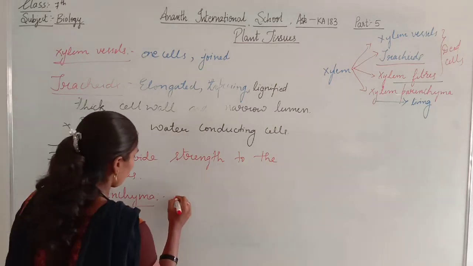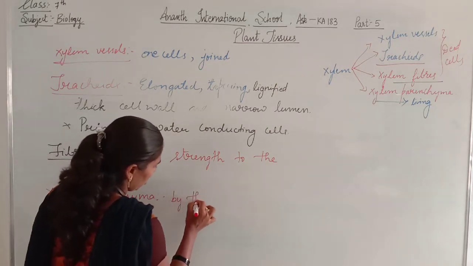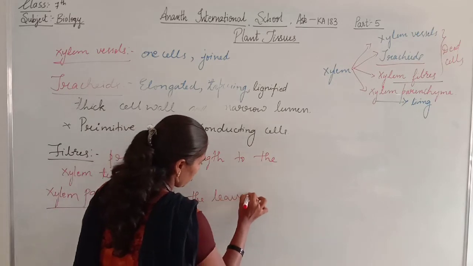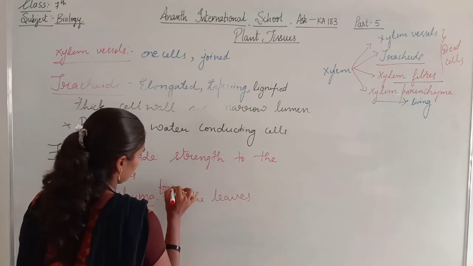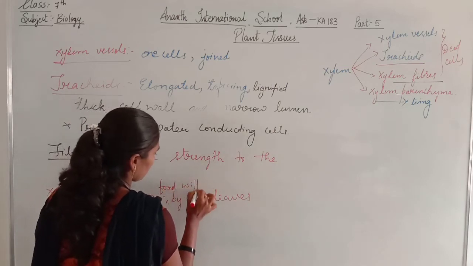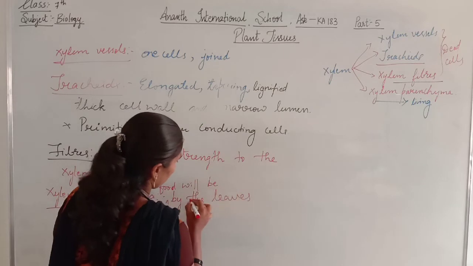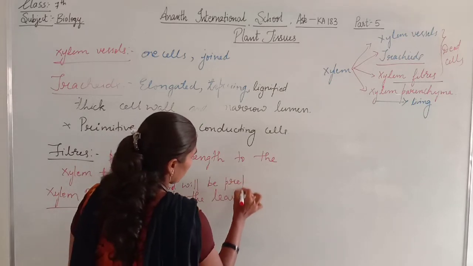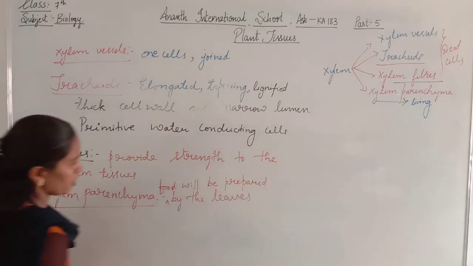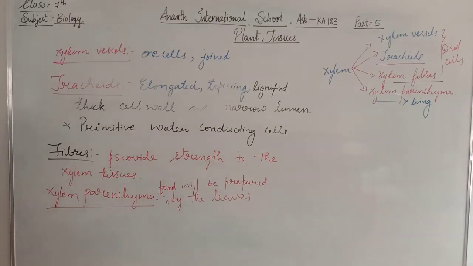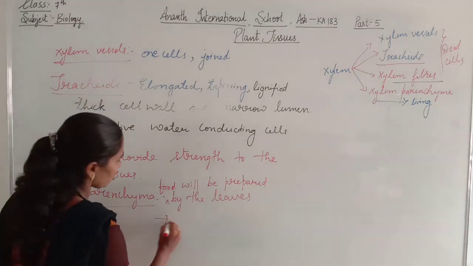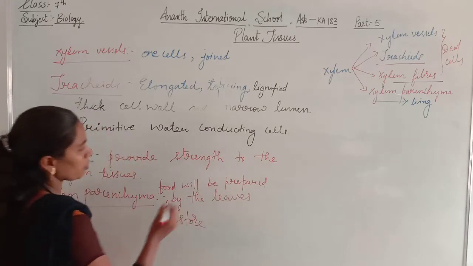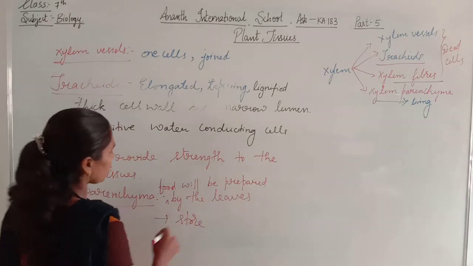So here the food will be prepared by the leaves. After preparation, that food will be transported to the upper parts of a plant. Now, that will be stored by this parenchyma. The function of parenchyma is to store the food. After the leaves prepare the food, the food should be stored in some place.